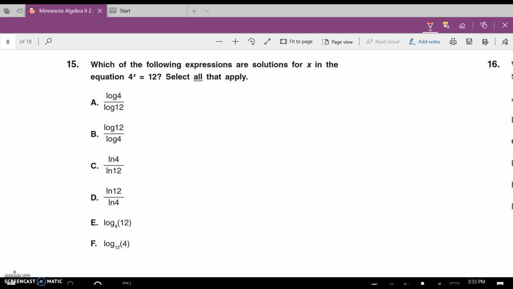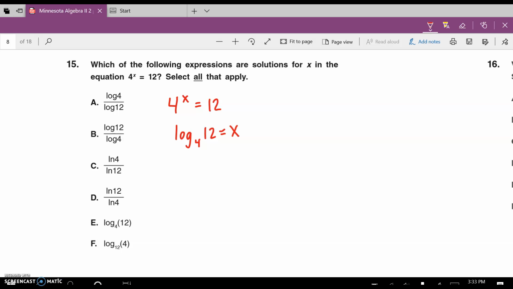Alright, number 15 is talking about logarithms again. So it says select all that apply. So I have 4 to the x equals 12. Okay, so I can actually change this to log. Remember your base, which is 4, stays the base. The number that it equals comes next, and then your exponent is what's last.